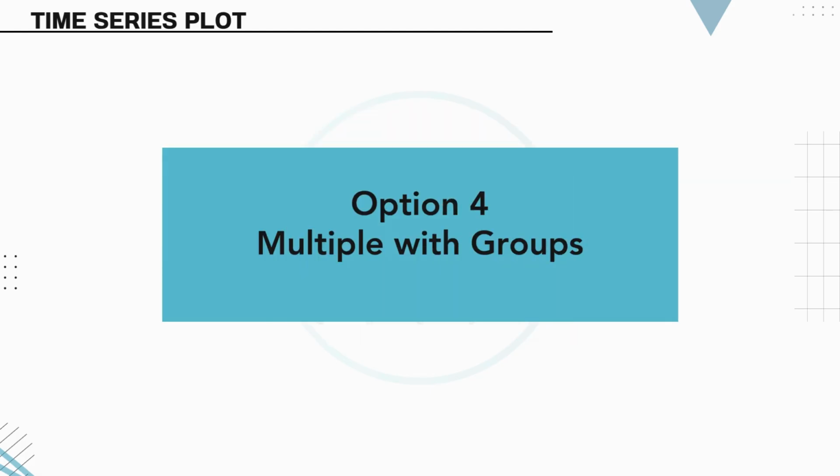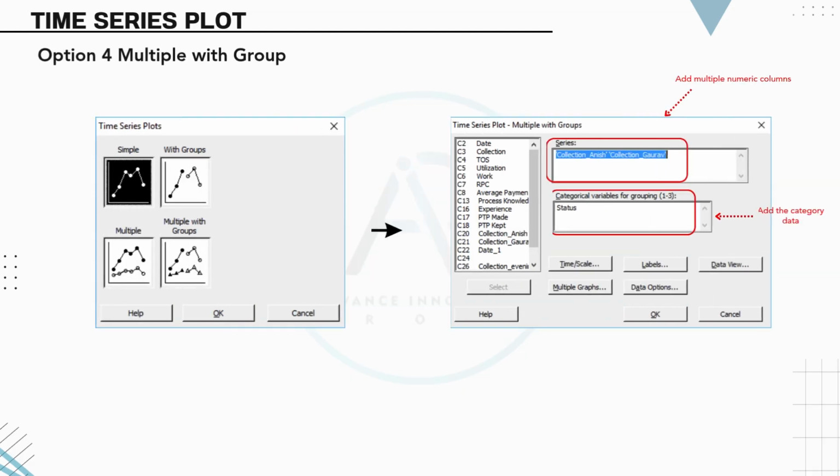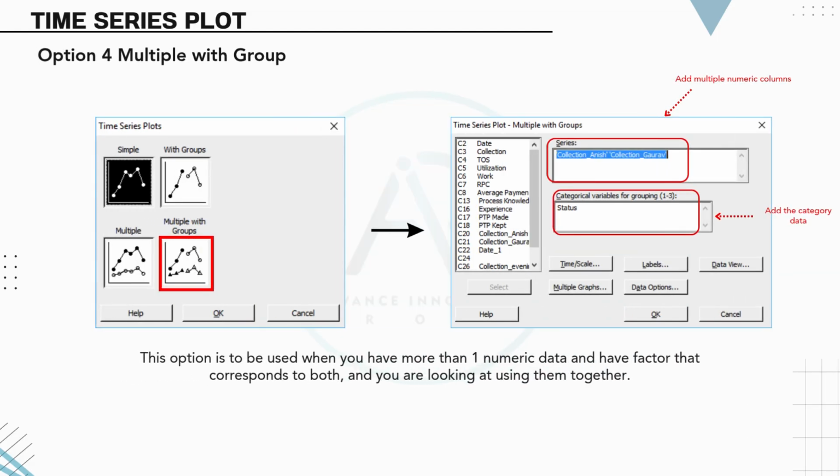Option 4. Multiple with groups. In this slide, we're discussing the multiple with group option for time series plots in Minitab. This option is particularly useful when you have more than one numeric variable, such as different collections made by multiple individuals, and you also have a categorical variable like status or region that groups or classifies this numeric data.